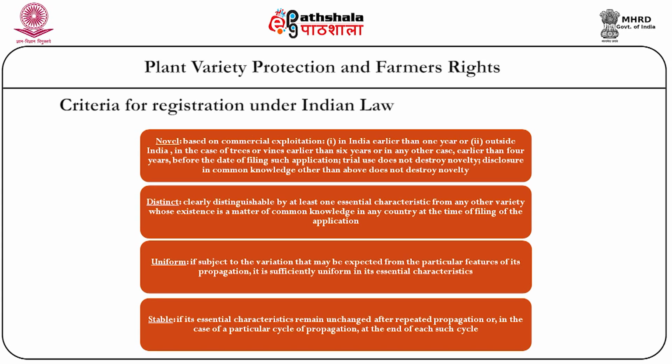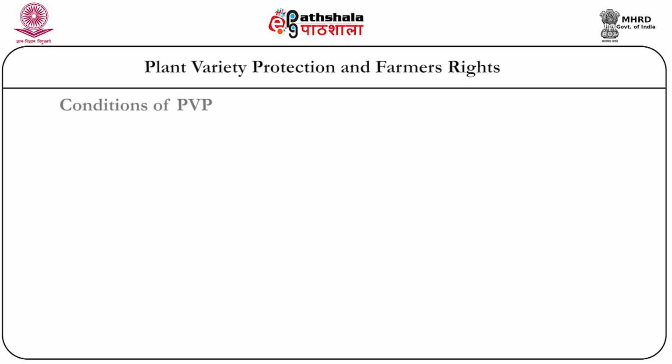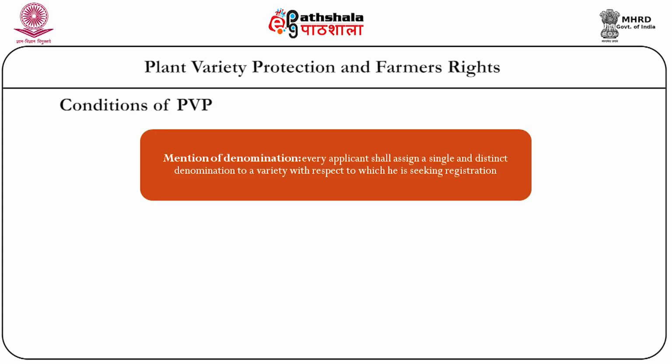Now, apart from these conditions for registration, there are certain conditions that any owner of plant variety protection must follow. He must mention the denomination. Every applicant shall assign a single and distinct denomination to a variety with respect to which he is seeking registration.